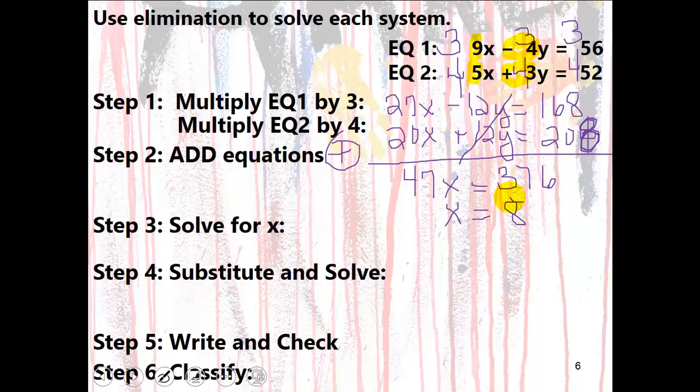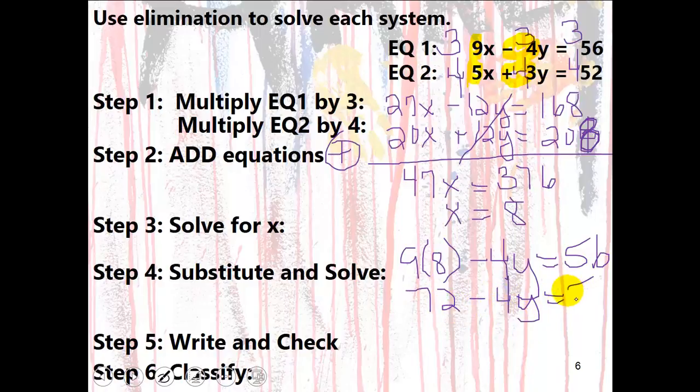Woohoo! All right. So now I'm going to plug back into an original equation. So I get 9 times 8. I just picked equation 1. You could pick another one. Minus 4 times y equals 56. 72 minus 4y equals 56. Negative 4y equals 56 minus 72 is negative 16. So y equals positive 4. So I get 8, 4. Okay. So if it works, I have consistent independent.